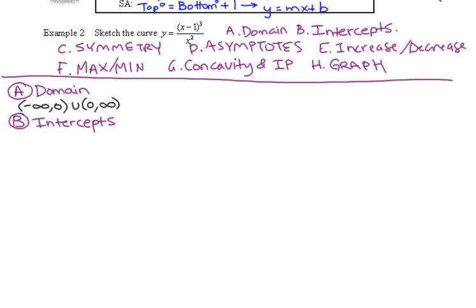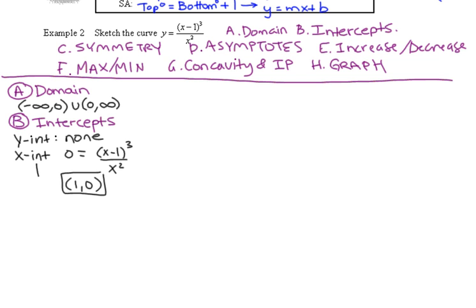Anyways, moving on. Intercepts. Who do you want to do first? Okay, Y intercepts. We're going to set X to 0. When you set X to 0, you get undefined, so none. For the X intercept, set Y equal to 0. When would that be? At 1. So we would write that as X is 1, Y is 0. So that's my X intercept.